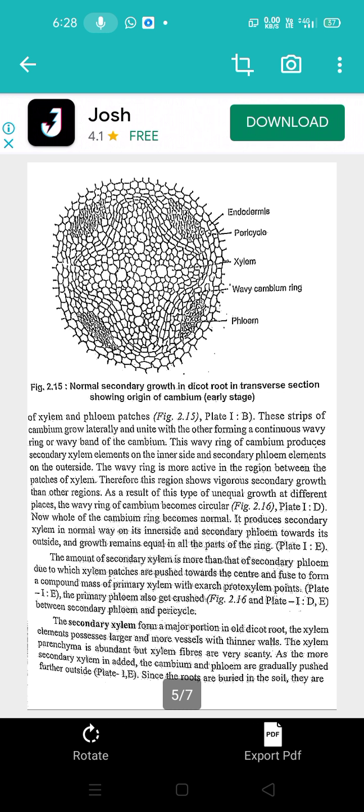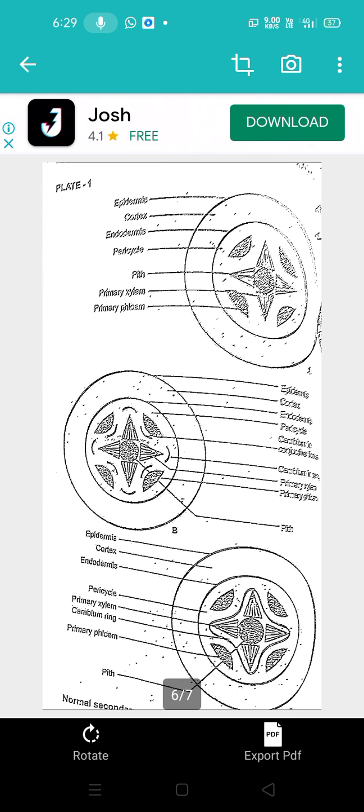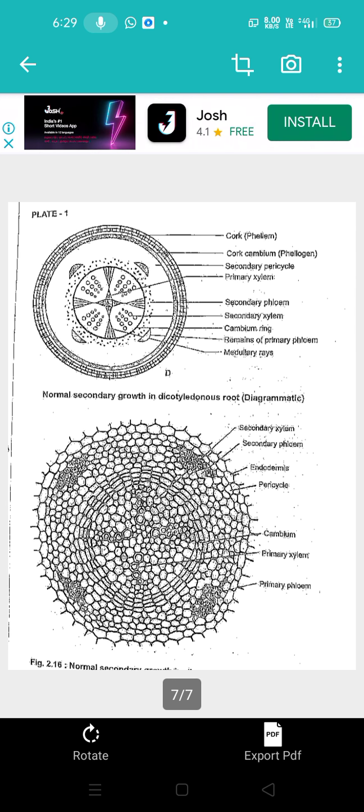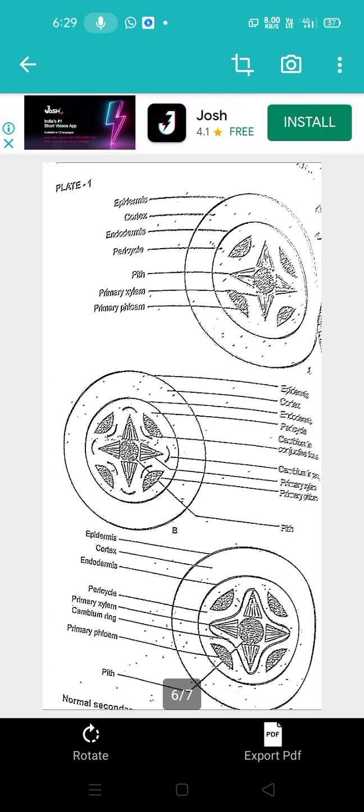The xylem elements possess larger and more vessels with thinner walls. The xylem parenchyma is abundant, but xylem fibers are very scanty. As more secondary xylem is added, the cambium and phloem are gradually pushed further outside. Since these are buried in the soil, generally they may increase in their size. In this way, secondary growth may occur.